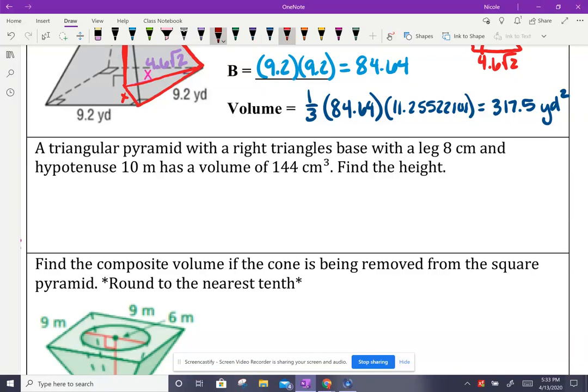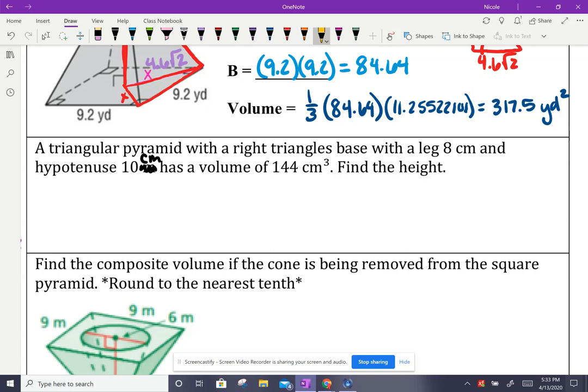Alrighty. Next, we have a triangular pyramid with a right triangle base with legs of 8 centimeters and a hypotenuse of 10 centimeters. I think these are all supposed to be one unit of measure, so centimeters. There's a C missing here, so centimeters. And it has a volume of 144 centimeters cubed. Find the height.